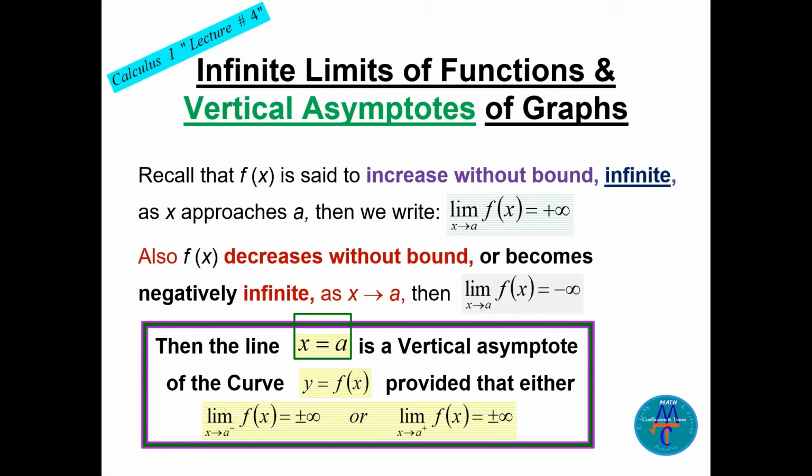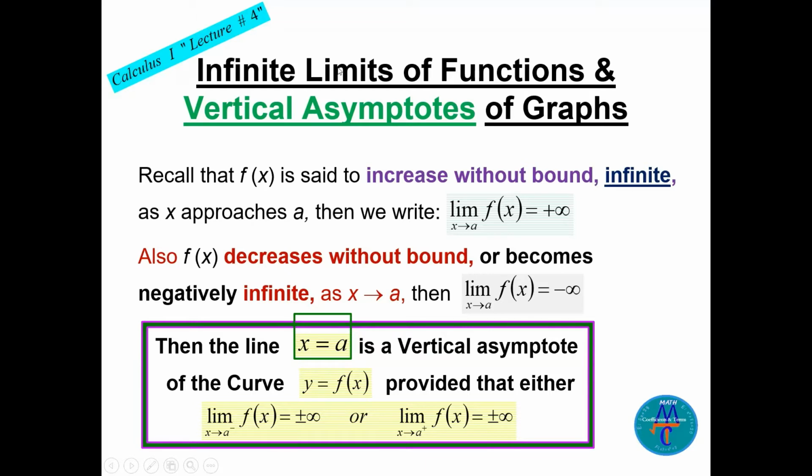Infinite limits and vertical asymptotes. This is in lecture 4. We have seen some of these questions. Recall that f of x is said to increase without bound, so the function itself will go to infinity as x approaches a. Then we can write the limit of f of x as x goes to a is plus infinity. So the limit here is infinite.